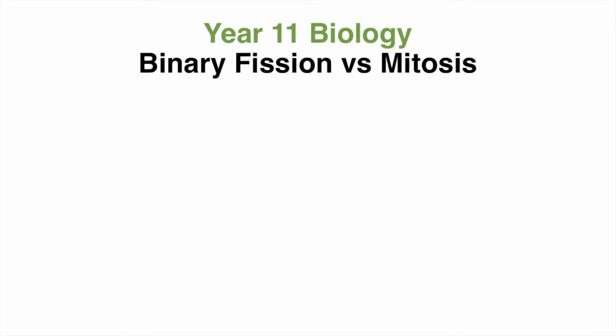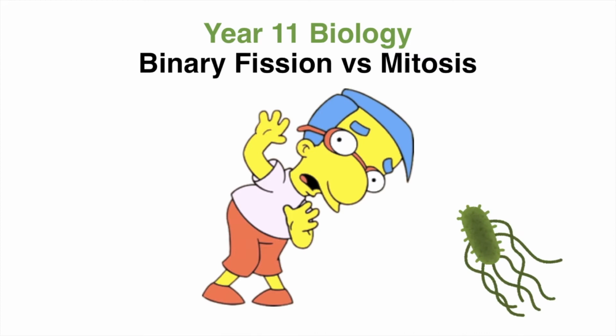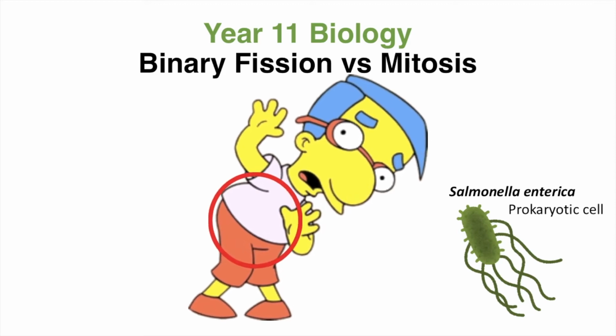But first, let's talk about Millhouse. Poor Millhouse is having a terrible day. He's gone to Martin's party, eaten some delicious oysters, and contracted food poisoning from Salmonella enterica, or just Salmonella for short. Like all bacterial species, Salmonella is a prokaryotic, unicellular organism. So, how did such a simple cell replicate and cause disease in Millhouse? Well, let's dive into Millhouse's stomach and have a look.